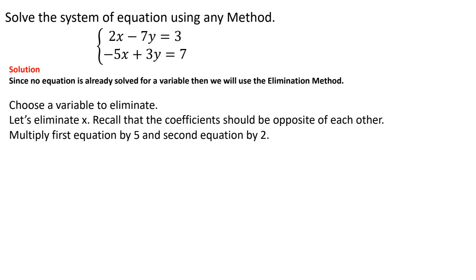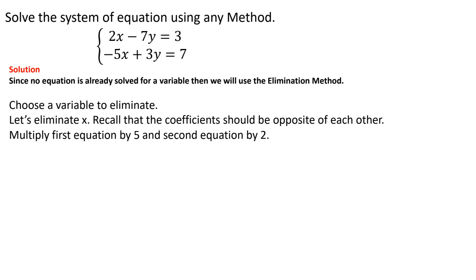So the first step to using the elimination method is to choose a variable to eliminate. Again, it doesn't matter which one you want to eliminate. Most of the time, the variable that I choose to eliminate is usually the variable that has opposite signs, where I can just add them, they have opposite signs and equal value. Then I don't have to do anything and just add them, and they would eliminate.